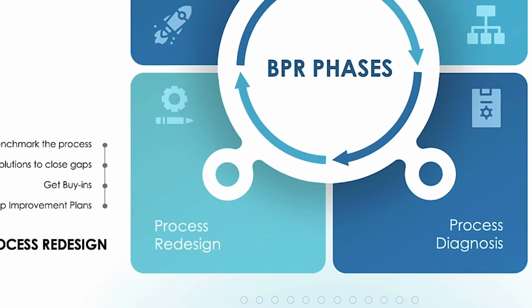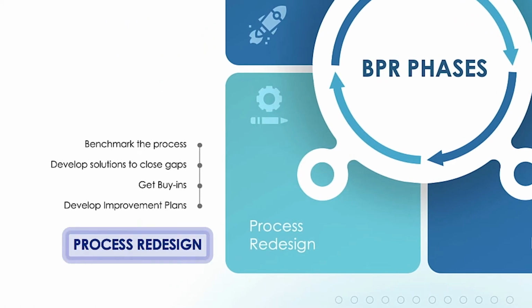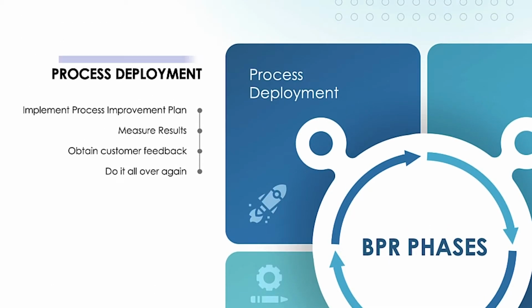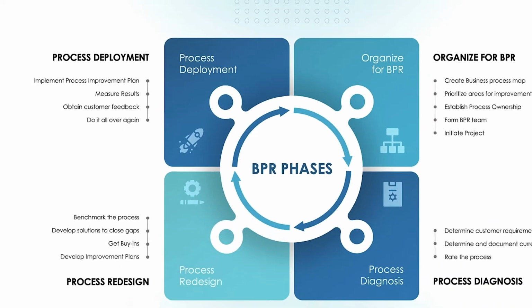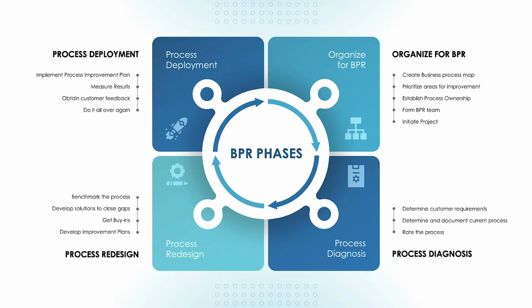Next is process redesign, where execs benchmark current processes, develop solutions to close the gap previously established, and get buy-in from key stakeholders to develop their process improvement plan. Finally, process deployment is where execs implement the process improvement plan, measure their results, obtain feedback from customers, and complete the whole BPR process again from stage 1.